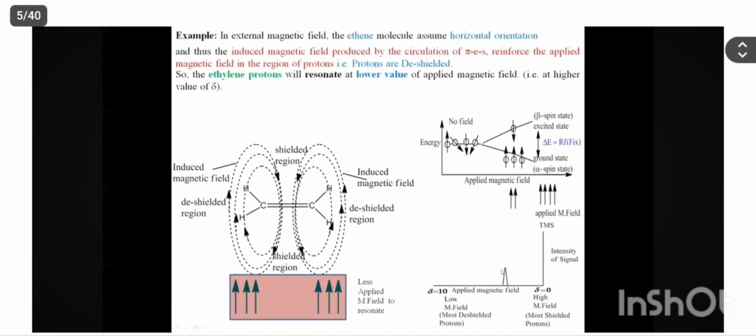Example: in external magnetic field, the ethene molecule assumes horizontal orientation. Thus, the induced magnetic field produced by circulation of pi electrons reinforces applied magnetic field in the region of proton. Protons are de-shielded, so the ethylene protons will resonate at lower value of applied magnetic field.